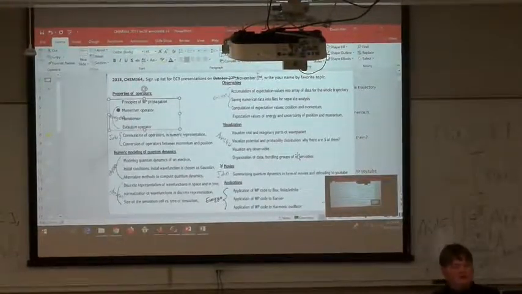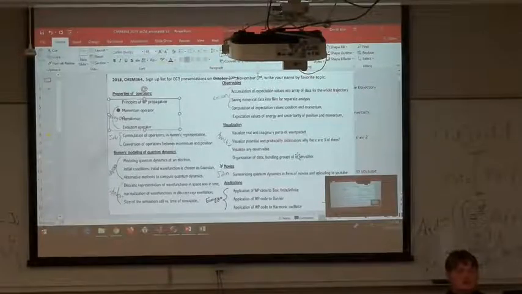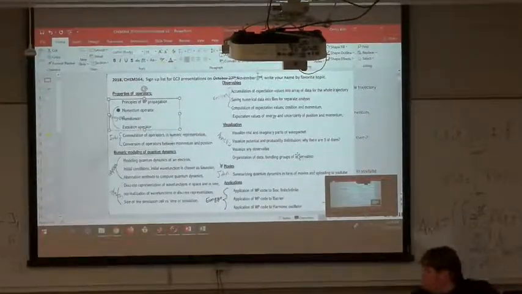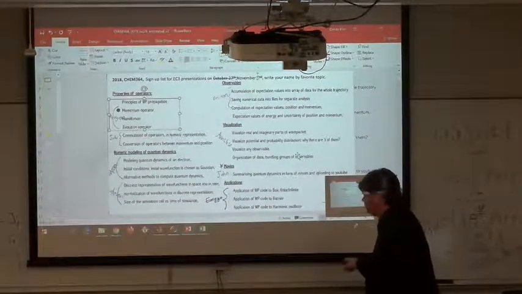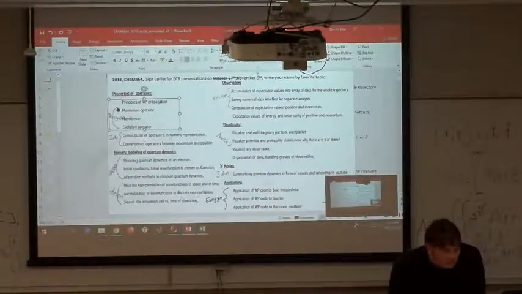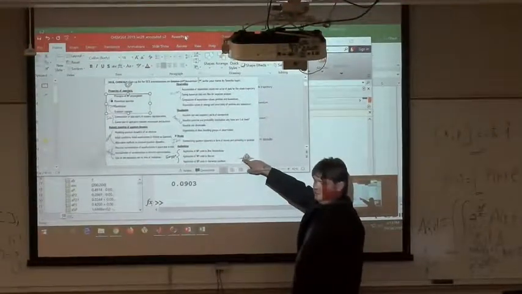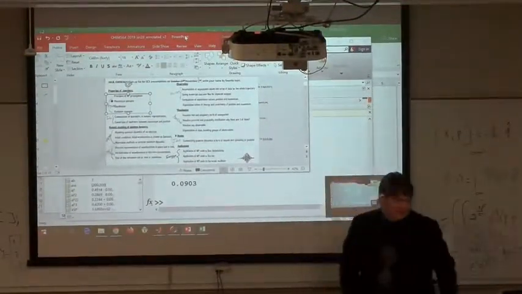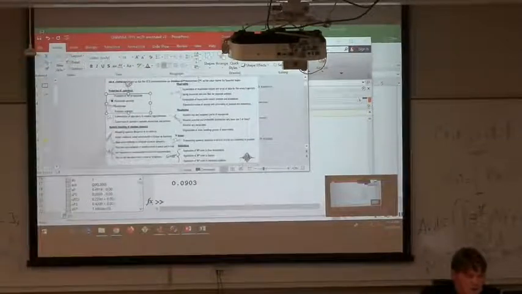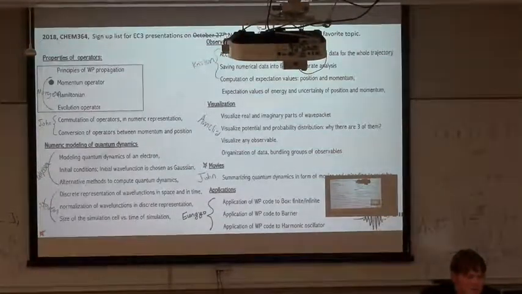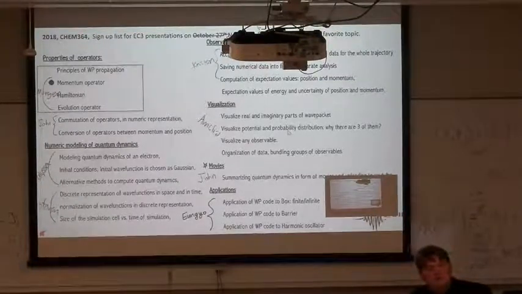Merely visualize real and imaginary parts of the wave packet. We did it last time, right? It's hidden. Let me just show this little picture where you have real, imaginary, and then the envelope. Next, visualize potential and probability distribution. Why are there 3 of them?